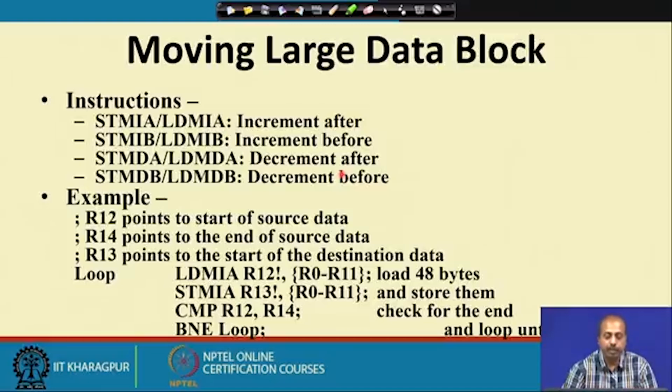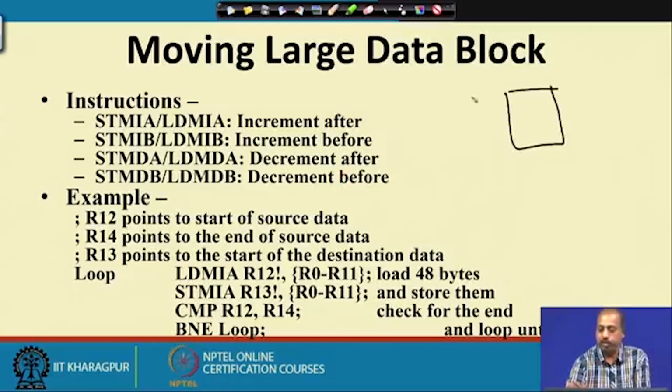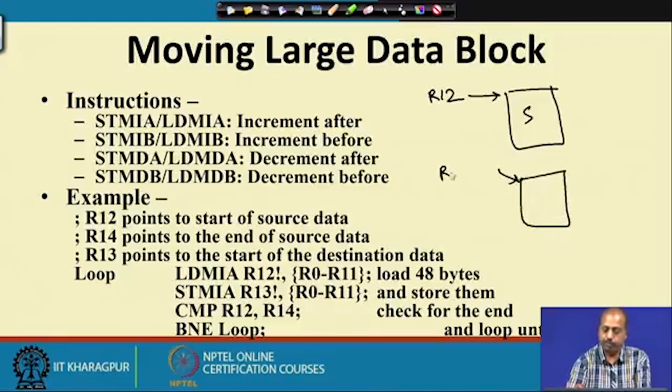This is one example that I have taken. Suppose I have got a block of data, and this block of data is pointed to by R12. So, R12 is pointing to the block of source data. We want to put it to the destination. R14 points to the end of the block, and R13 is the beginning of the destination.